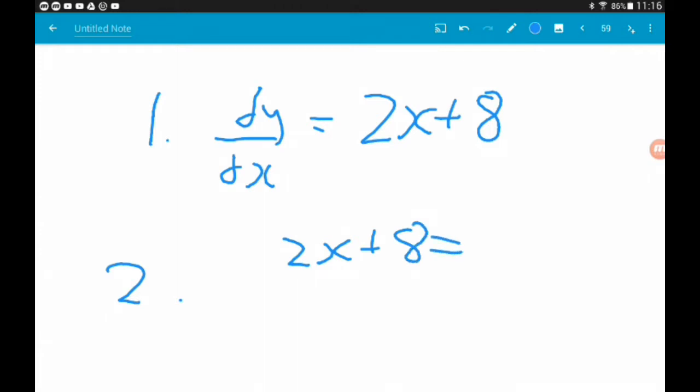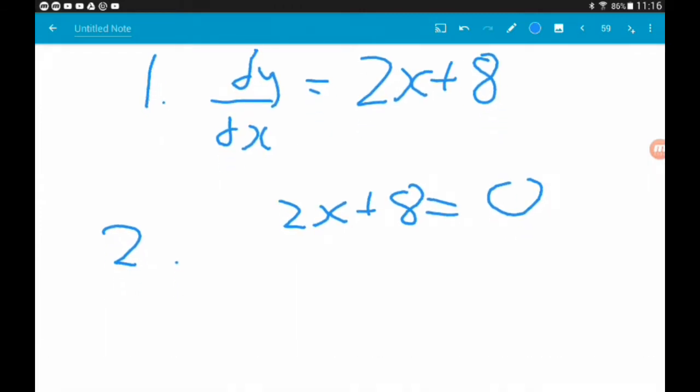And now we want to solve that. So take away 8. 2x is equal to minus 8. Divide by 2. X is equal to minus 4. So we now have our x-coordinate of the stationary point.